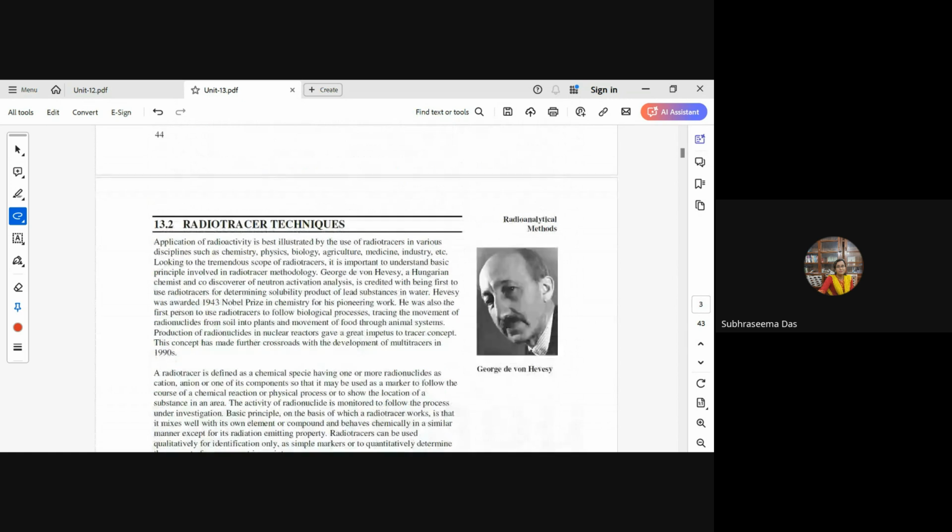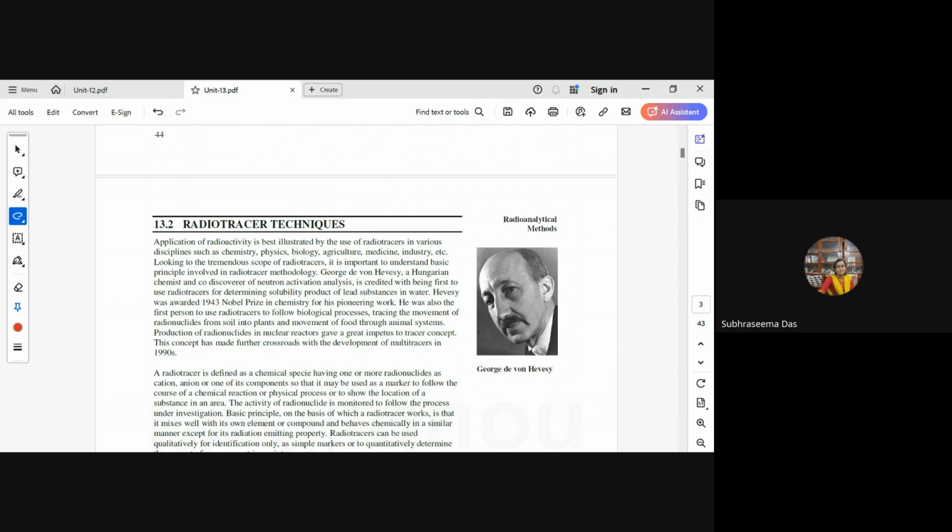So now we'll start with the various radio tracer techniques. The radio tracer technique has been used in various disciplines: chemistry, physics, biology, agriculture. It was George de Hevesy who first discovered neutron activation analysis, that is NAA, and he won the Nobel Prize for that. He was also the first person to pioneer the use of radio tracers in biology and also developed the concept of radio immunoassay.